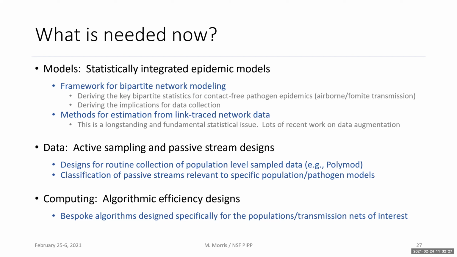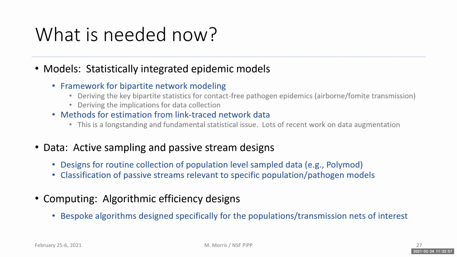On the data side, I think we need to be thinking about doing routine surveillance with active sampling and passive stream designs. We really want routine collection of population level sample data. I think the Polymod study is a good example of that, that we can rely on when the crunch hits. If you're designing your study and trying to collect the data once the disease is there, you're too late. So we need to be doing this on a regular basis, and it is possible.